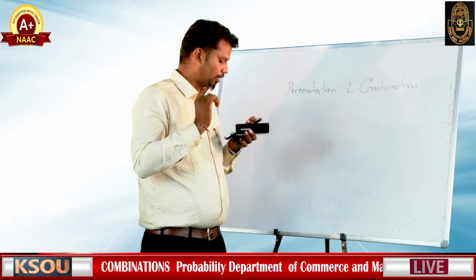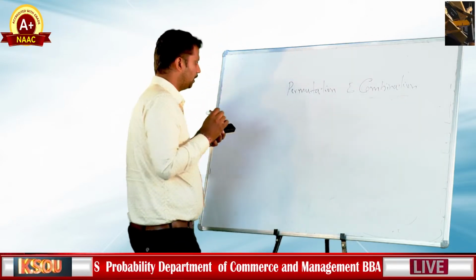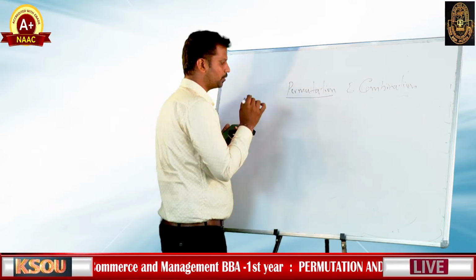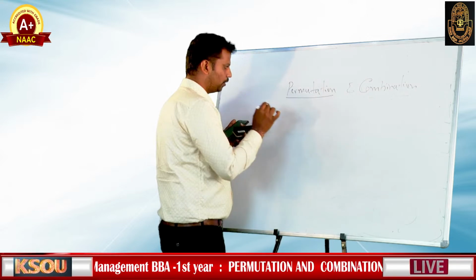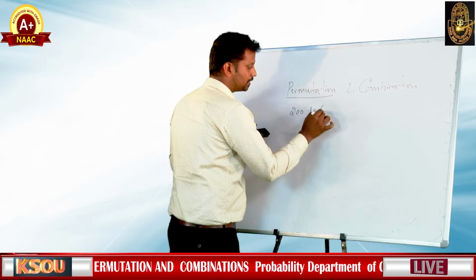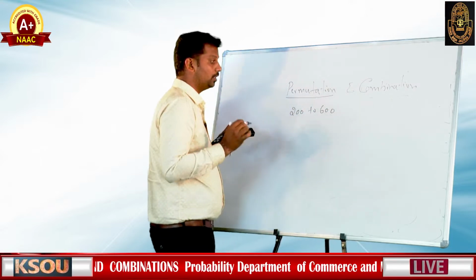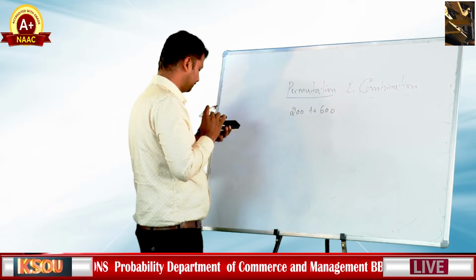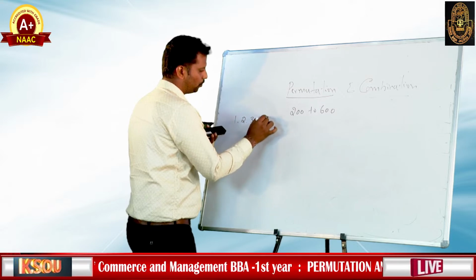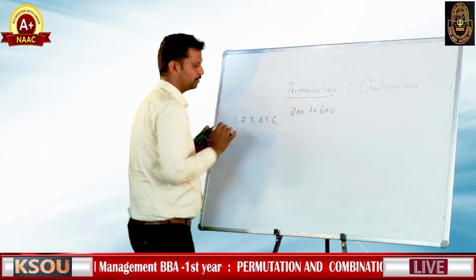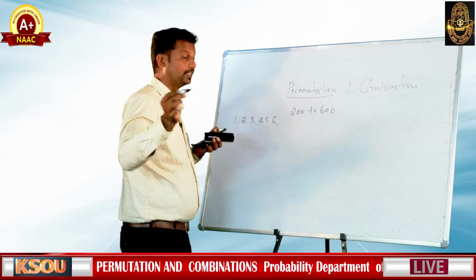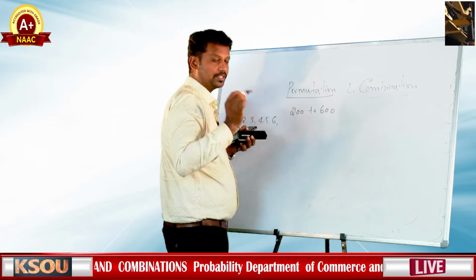First understand the question. The number is an arrangement, so it is related to permutations. You should find the numbers between 200 and 600. The digits are 1, 2, 3, 4, 5 and 6. Out of these digits, how many numbers can you frame between 200 and 600?